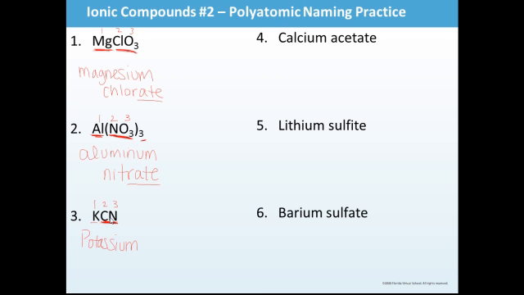CN, you must recognize that as a polyatomic ion. CN is actually cyanide. So this is potassium cyanide. Number 4, calcium is Ca. Again, the more you work with the polyatomic ions, the more you will say, oh, acetate, that's a polyatomic ion. I know what that is.